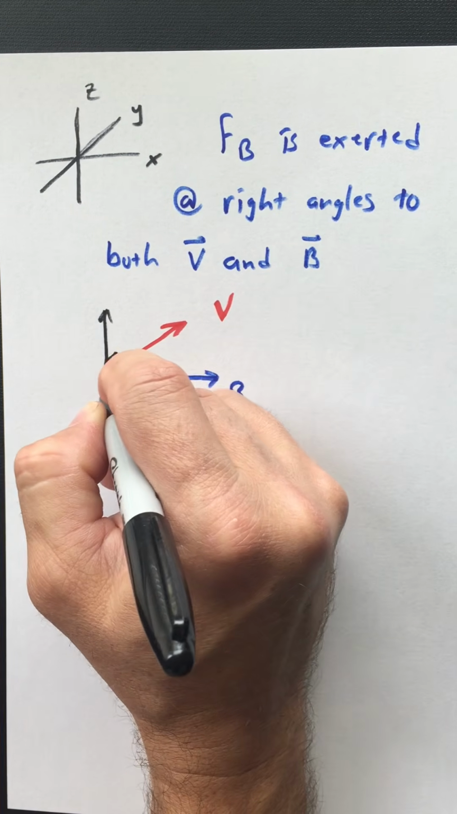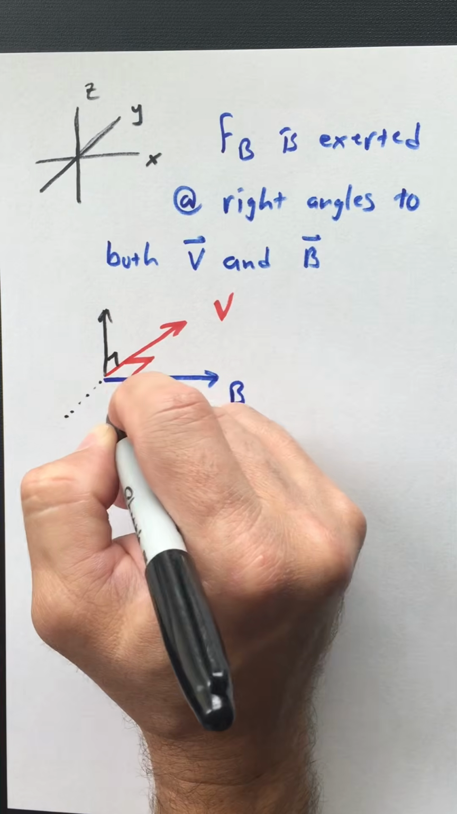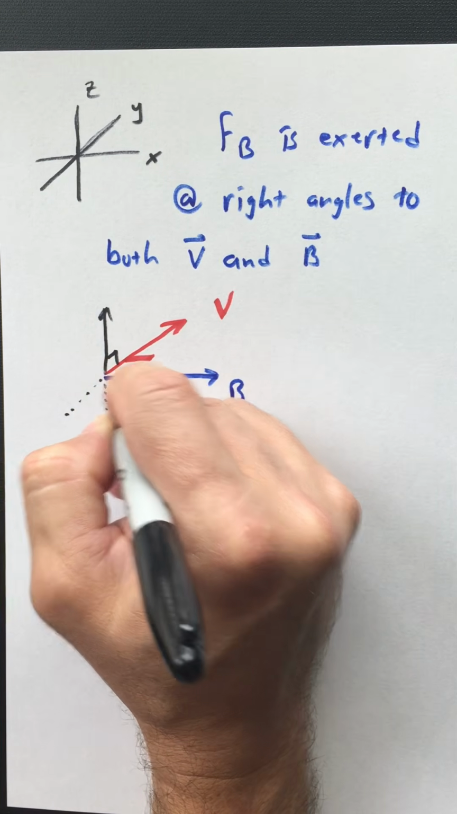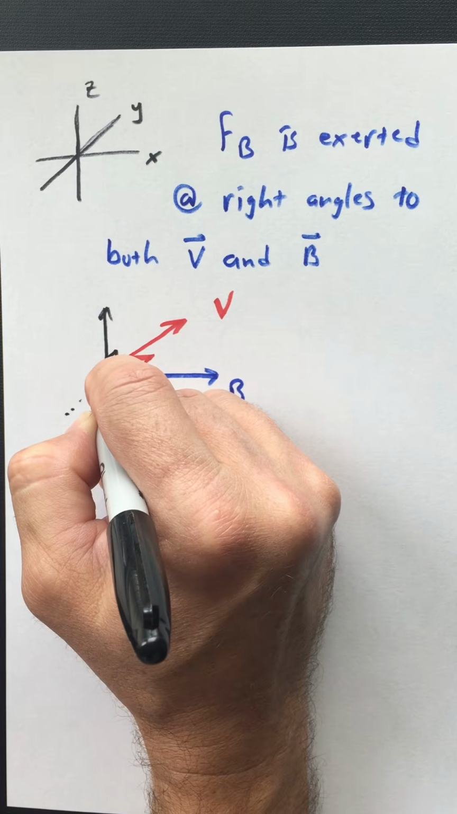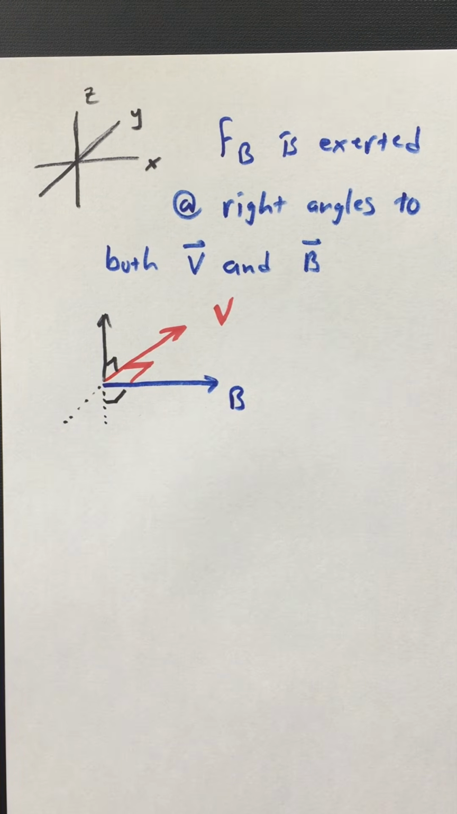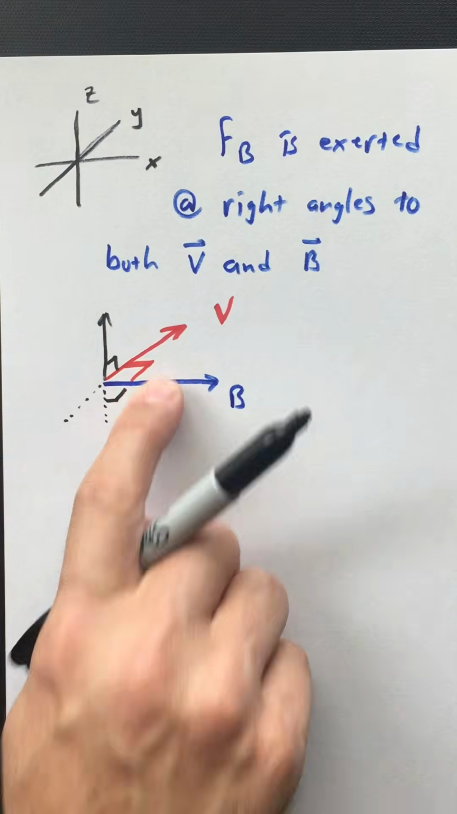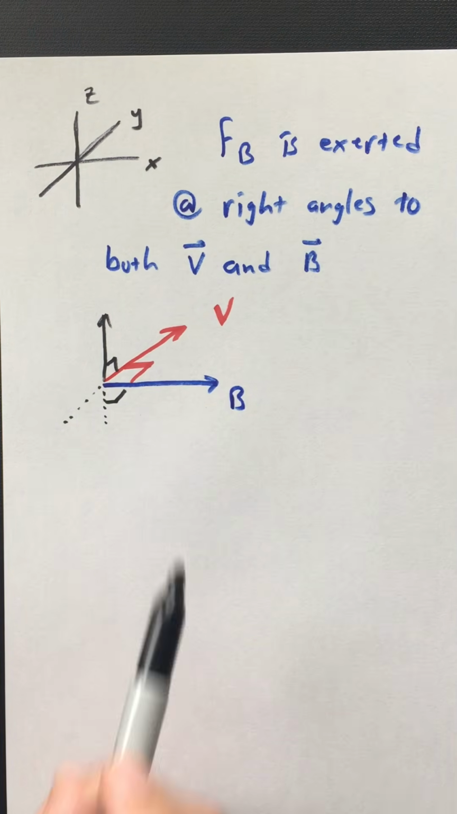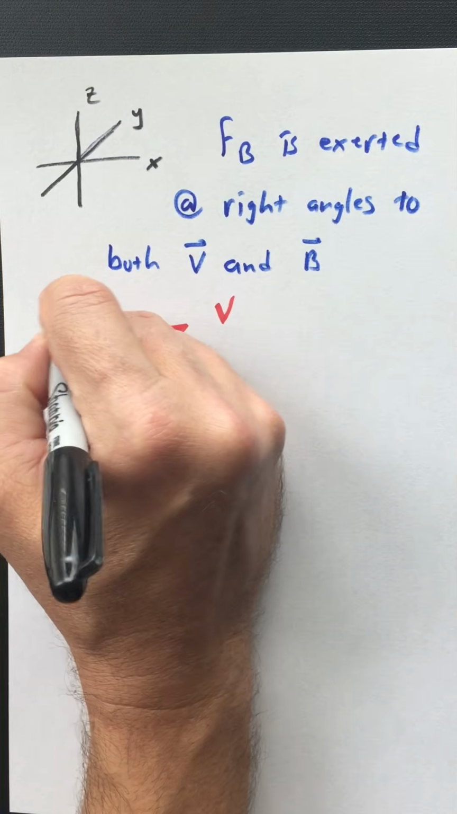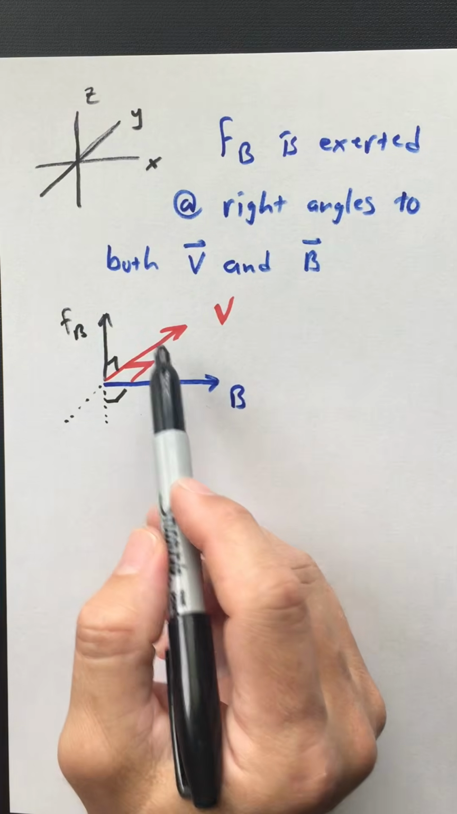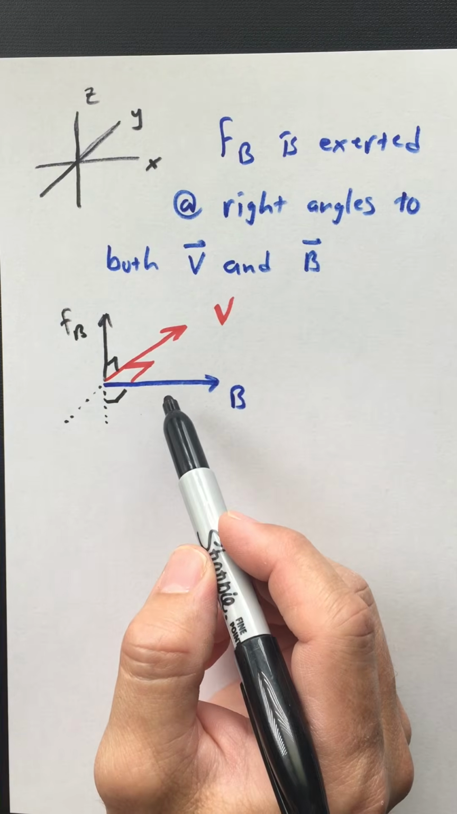It's going to be hard to draw this, but I'll draw it out, such that this is a right angle. It's hard to draw here, but that's the idea. It's mutually perpendicular to V and B. I've drawn them at a right angle, but even if they're not, I can always form a plane using these two vectors. The force exerted on the charged particle will lie mutually perpendicular to that plane.